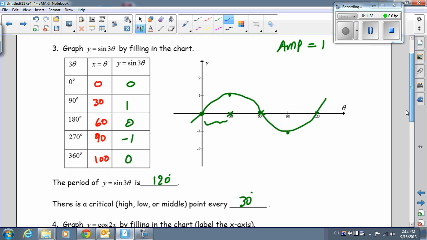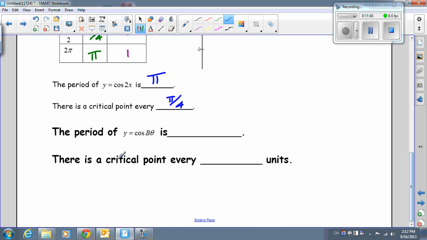That correlation is as follows. The period of y cosine b theta is always 360 over b, b being the value in front of the theta. So for cosine 2x, note that it's the same thing also as 2 pi over b, in case we're in radian, in case we're in degrees. So this one was in radian, for example.